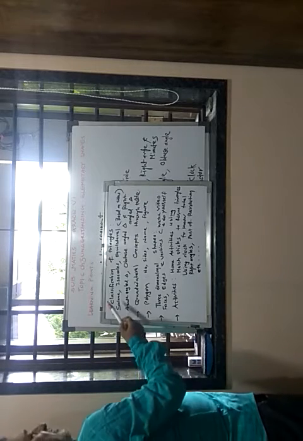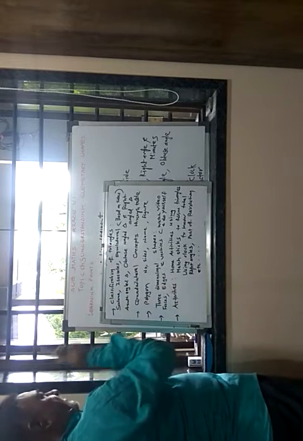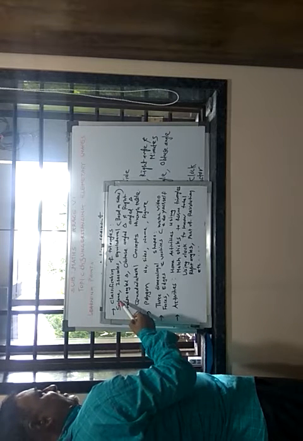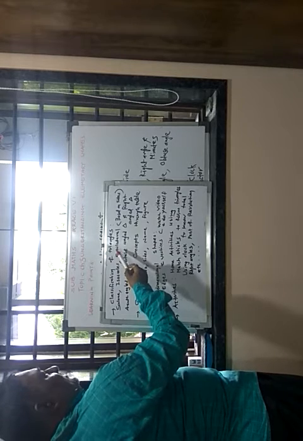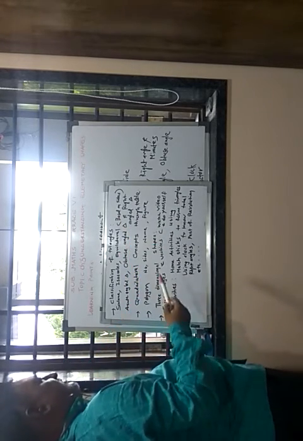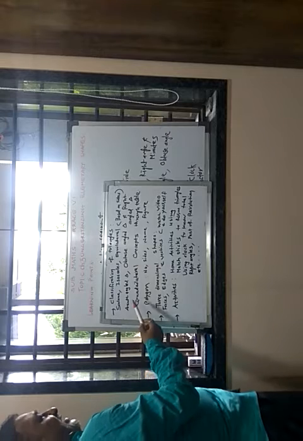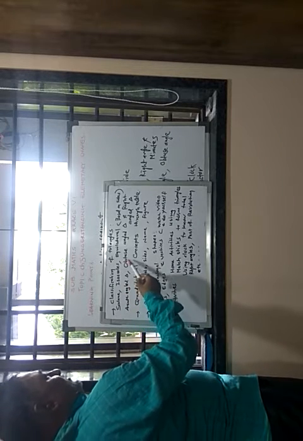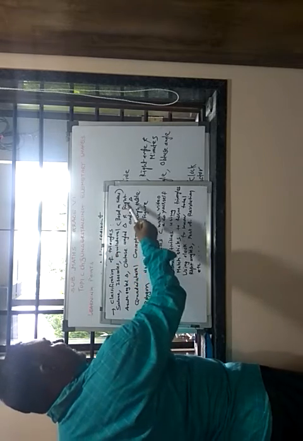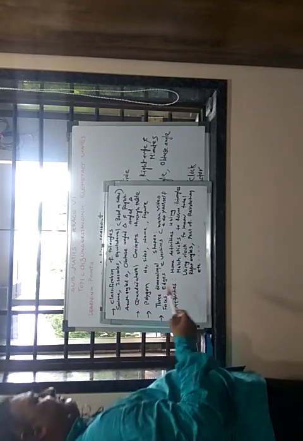Then next point, classification of triangles. In that we are going to see scalene triangle, isosceles triangle, equilateral triangle, which is based on sides. Then based on angles, it is classified into acute angle triangle, obtuse angle triangle, right angle triangle.